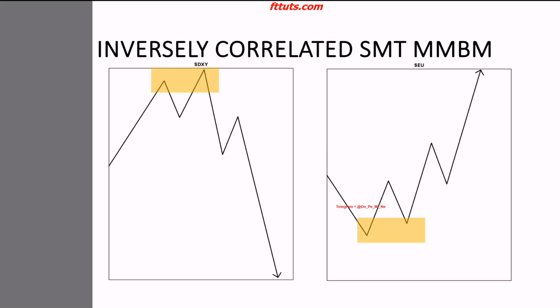So when Dixie trades into a premium of the range, whilst Euro trades into a discount of the range, and we are anticipating Euro to continue higher, to draw higher, what we will be looking for then is for an SMT to form between EU and the DXY index. And the SMT will be in the following form, where we will see the DXY index make a higher high, whilst the Euro makes a higher low.